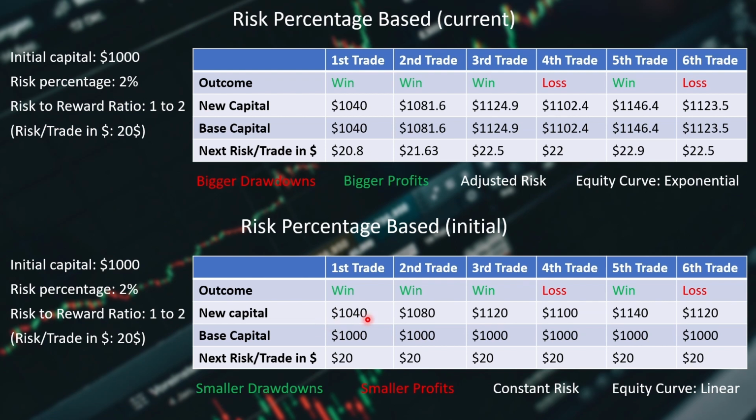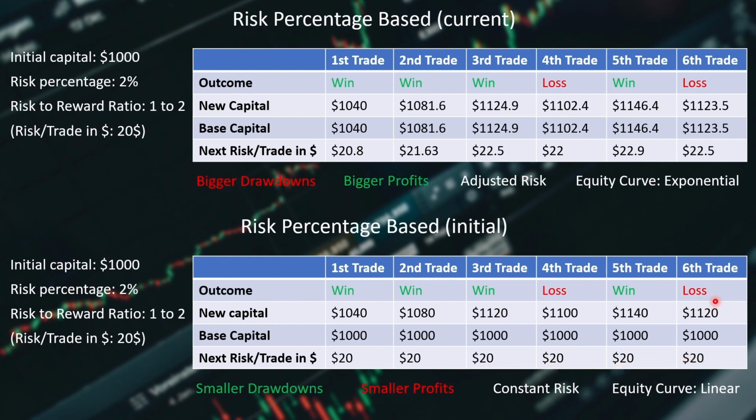After the first win, the account grows to $1,040, which is the same as before, but now the risk for the next trade stays at the same $20. On the next winning trade, the account is now at $1,080, and the risk for the next trade is $20. Now you can see some difference. The current capital version made slightly more profit as the risk per trade increased. Basically, higher risk, higher profit. With the initial capital version, the risk per trade will stay at the constant $20 level.